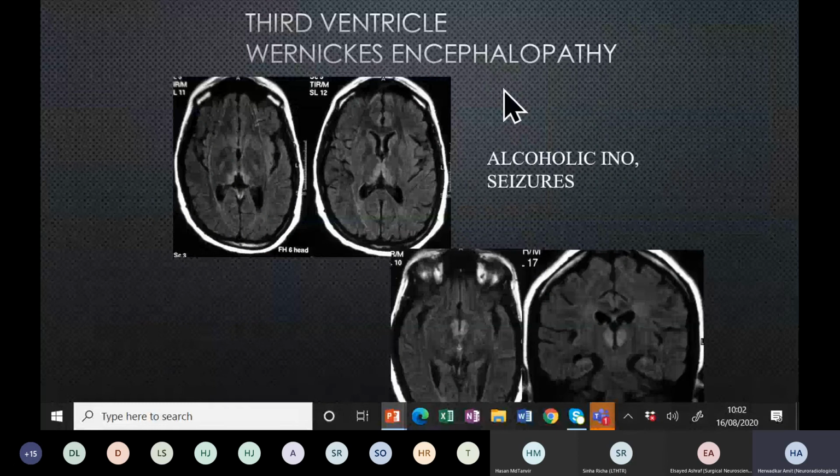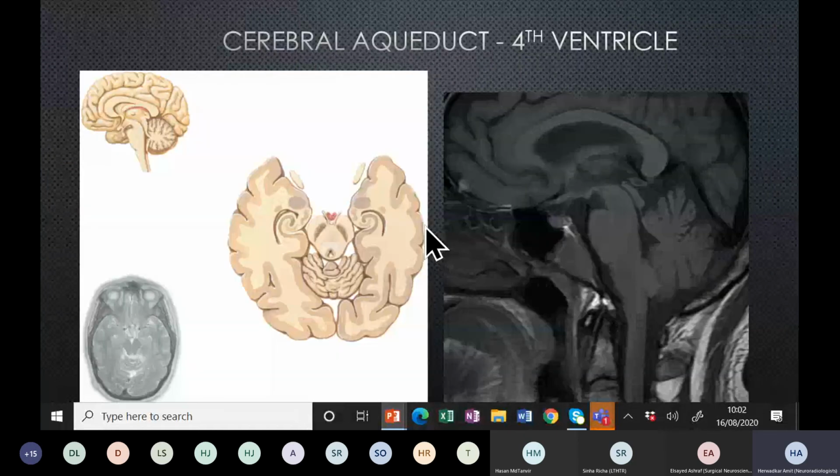And we have seen this appearance of Wernicke's encephalopathy in the patient earlier on. Cerebral aqueduct communicating CSF from the third ventricle to the fourth ventricle, a very thin linear structure over here. We have seen the two colliculi, the superior and inferior colliculus, which is part of the midbrain.